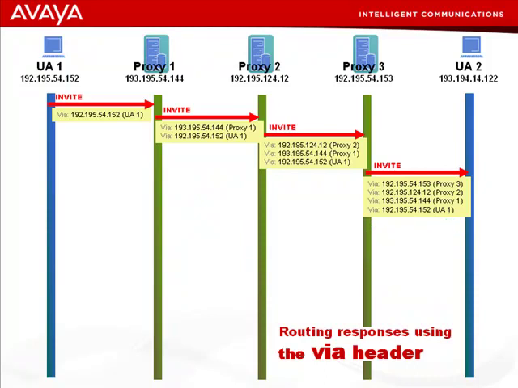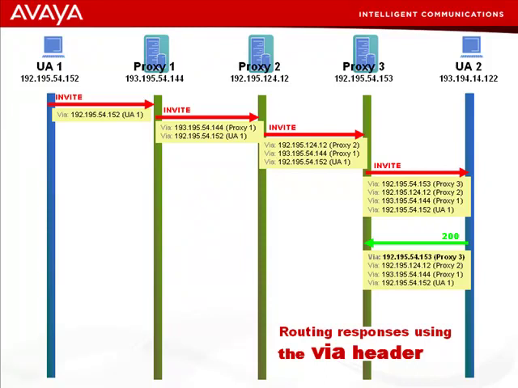We know that the complete via list is copied into the response. We also know that responses, other than the 100 trying, are routed back over the same path as the request, all the way from user agent server, through the servers, back to the user agent client. Now I hope you can see how it works.